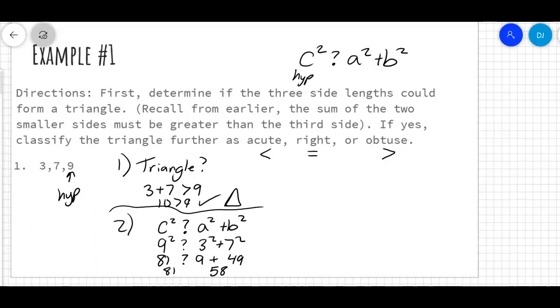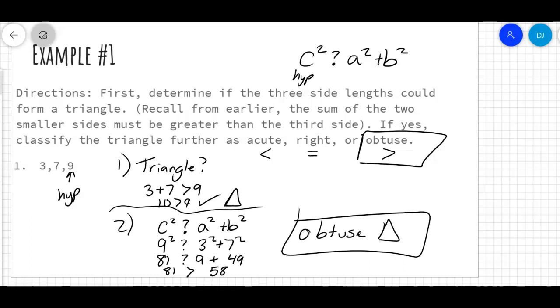And we have 81. So 81 is going to end up being greater than 58. And remember when we talked about greater, that's going to end up giving us an obtuse triangle. So this is an obtuse triangle where one angle is larger than 90 degrees. Okay, so that's for example 1.